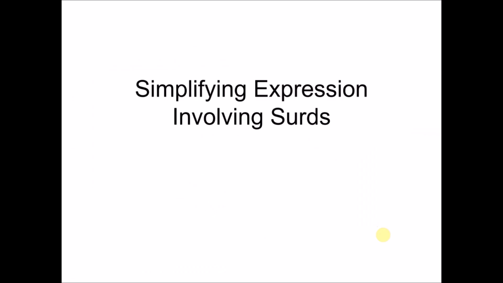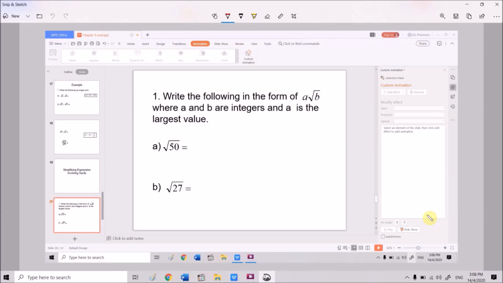So the next part, we try to simplify expressions involving surds. Write the following in the form of A surd B, where A and B are integers, and A is the largest value. So in this case, the first thing we do is try to find the factors of 50. 50 equals 1 times 50. It can also be 2 times 25. It can also be 5 times 10. Within these three sets of factors, we try to find one which is a perfect square. The only perfect square here is 25. If there is more than one perfect square, we pick the bigger one.